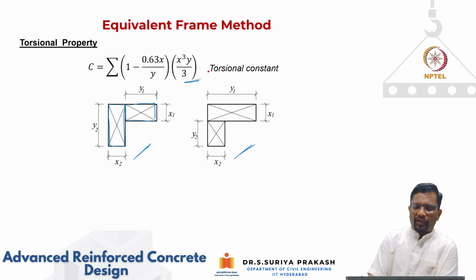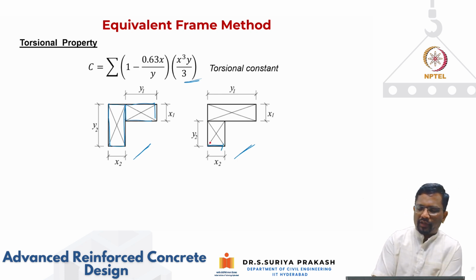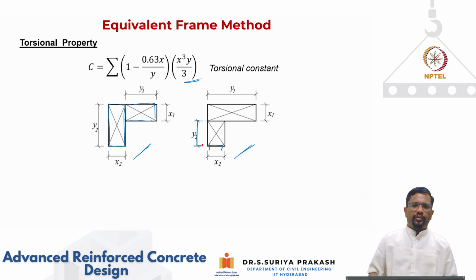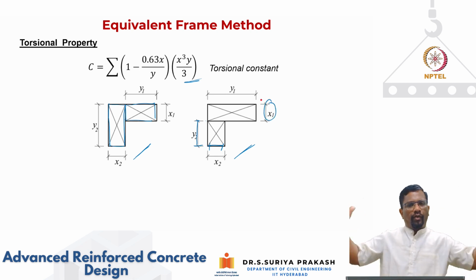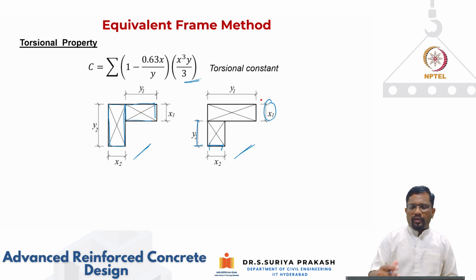So what is x and y here? x is always the smaller dimension and y is always the larger dimension. So you have two elements, two rectangles here. One is x2, y2, another one is x1, y1. When you do that, always make sure that the bigger of these x elements should have the longer length. We will show that through the example.